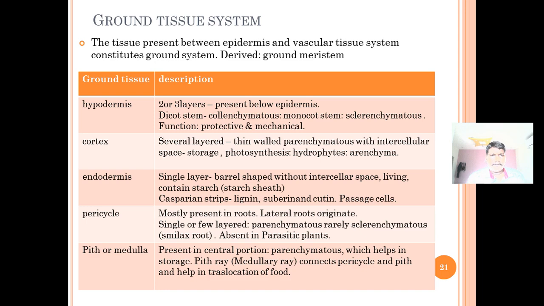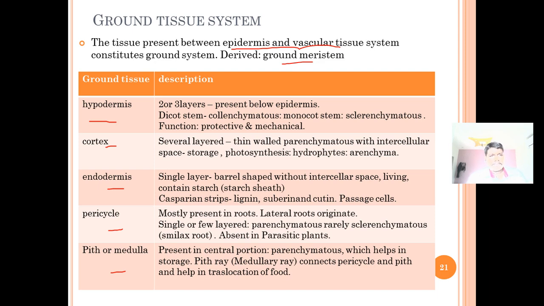Where is the ground tissue system present? The epidermal system is the outermost, which we have discussed. Next, the ground tissue system is present between the epidermis and the vascular system. It is formed from the ground meristem. Distinct tissues in the ground tissue system are hypodermis, cortex, endodermis, pericycle, pith and medulla.